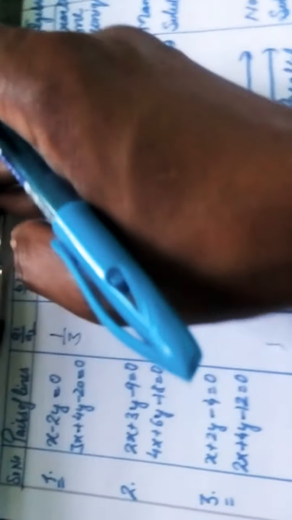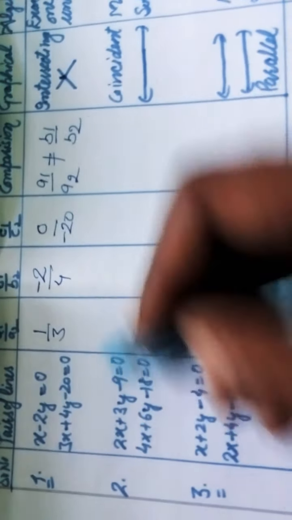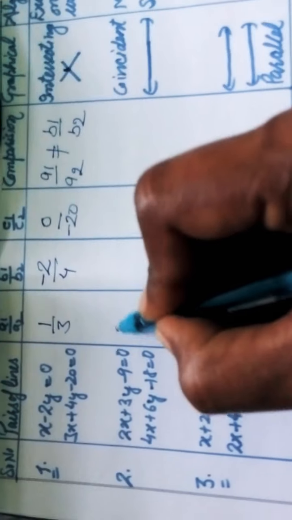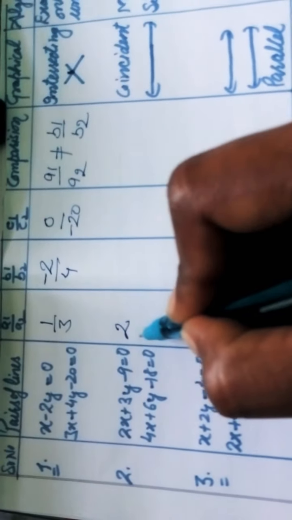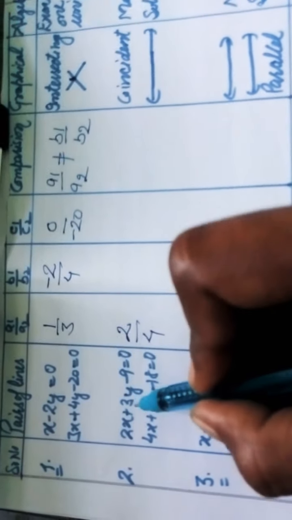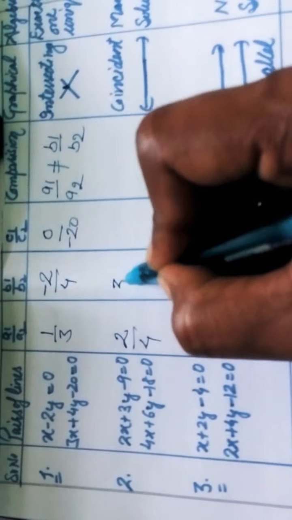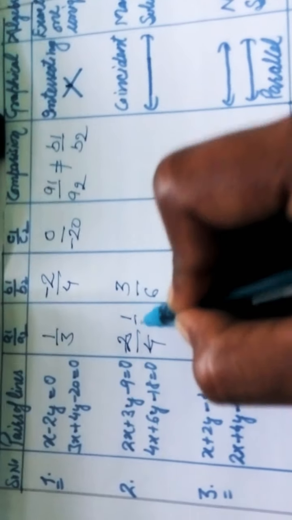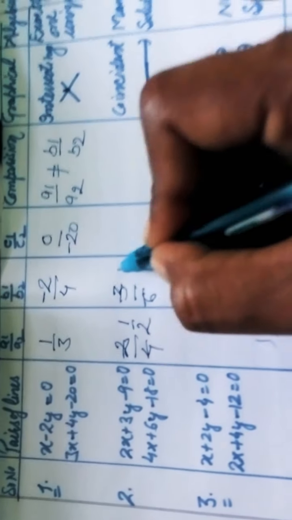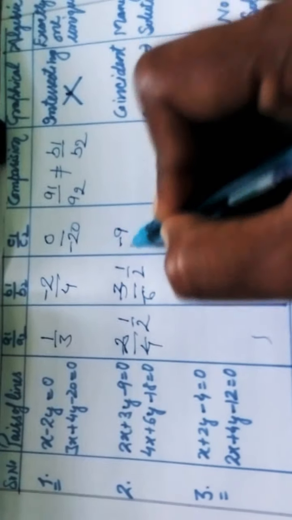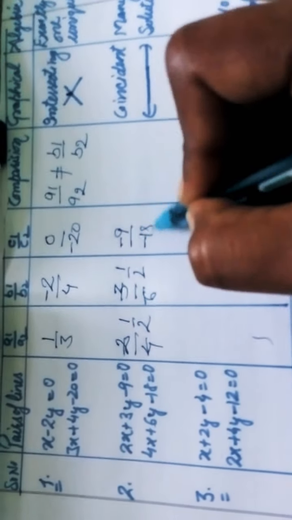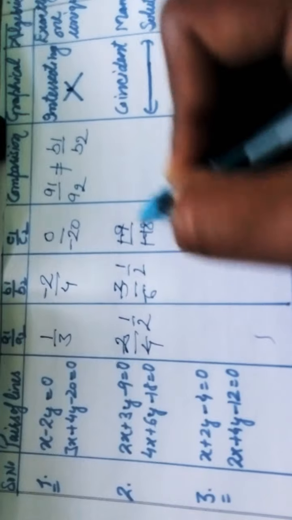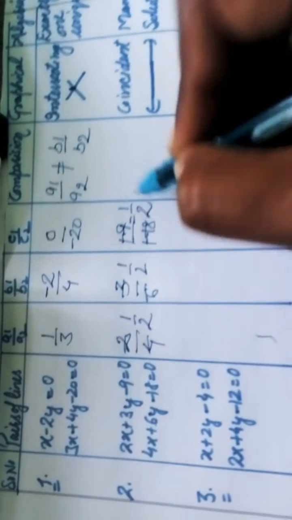Here you can see a1 upon a2. What is a1? A1 is 2 here, and a2 is 4 here. So I'll write this. B1 is 3 and B2 is 6. Okay, simplify this, it will be 1 by 2. And again it will be 1 by 2, and C is what? Minus 9 by minus 18, and again when I simplify this, it will become 1 by 2.